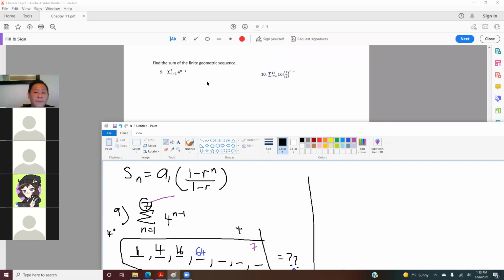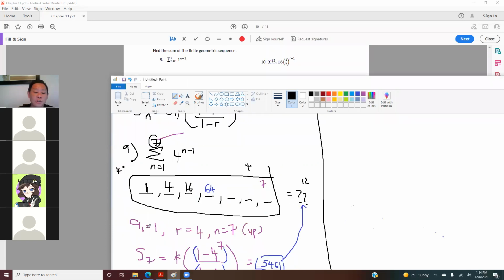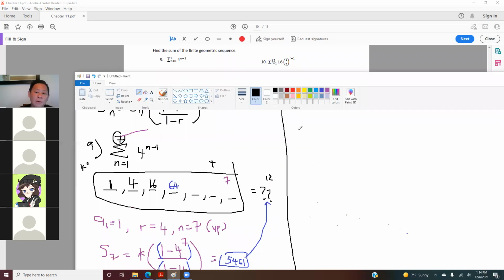Same thing with number 12. Number 12 is a bit more work because you start from 1 to 12. So if you're doing this the long way, you have to go all the way to 12, and then you have to add them. But if you do the shortcut, you just figure out the first 2, 3, and then you know your A1 and your R, and your N in this case is 12, and then you plug it into this formula. Oh, why don't you guys do question 12? There you go.